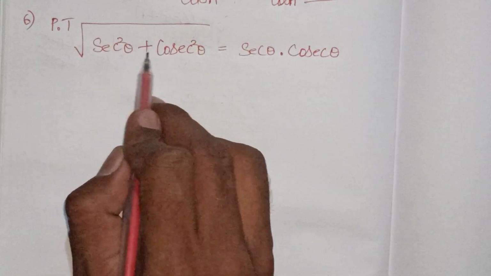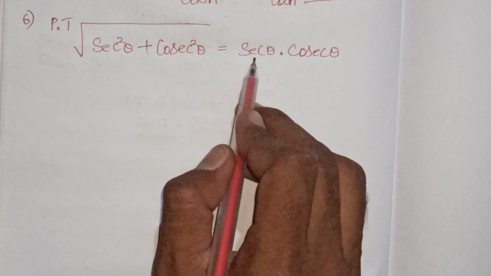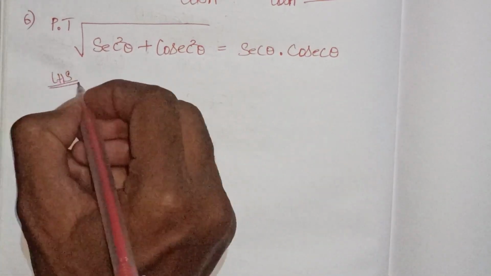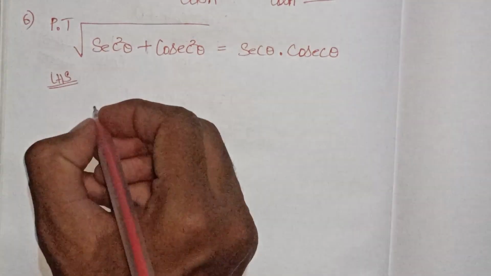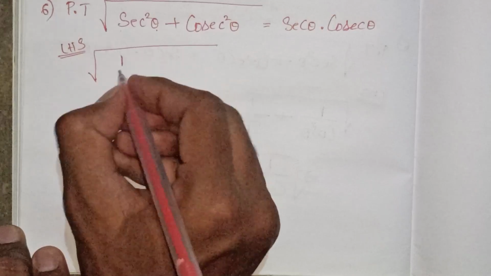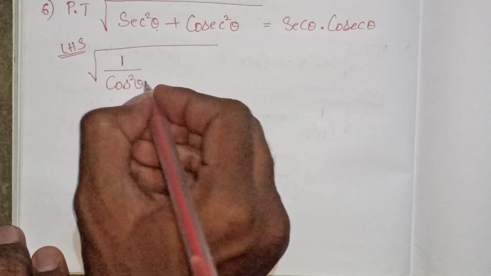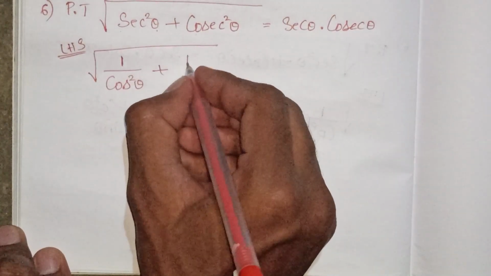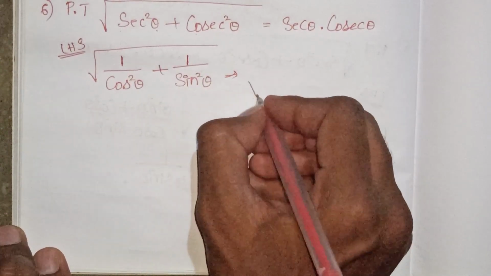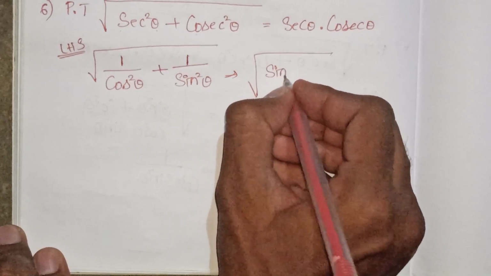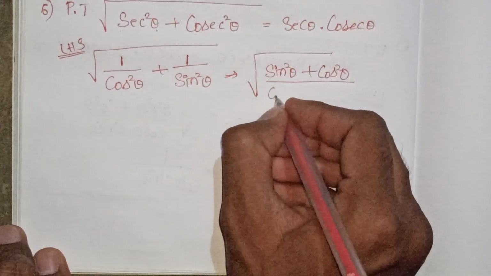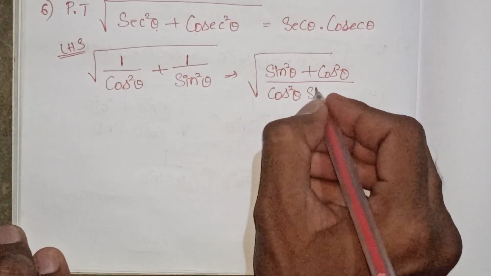Now, let's move on to the next question. Under root sec²θ + cosec²θ will be equal to secθ into cosecθ. By taking LHS and replacing secant and cosecant into sin and cos, sec²θ can be written as 1/cos²θ plus cosec²θ can be written as 1/sin²θ. Now, by taking LCM, (sin²θ + cos²θ) whole divided by cos²θ into sin²θ.